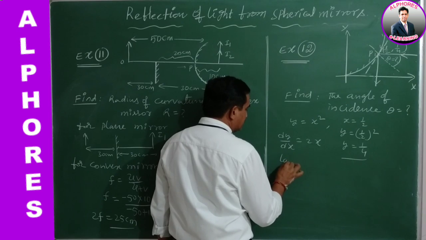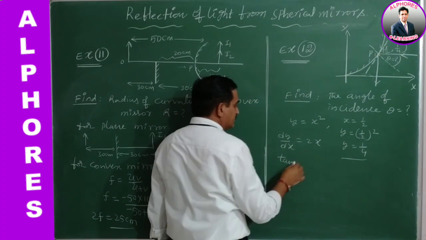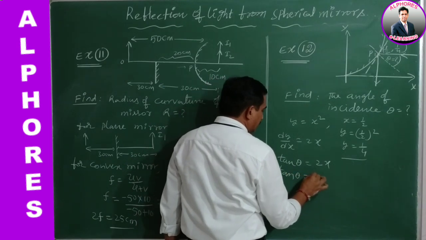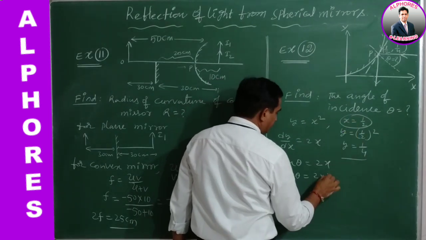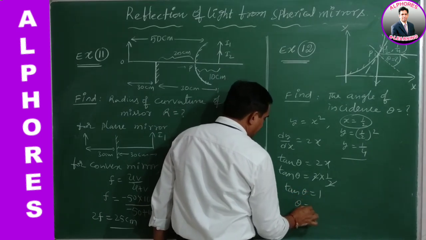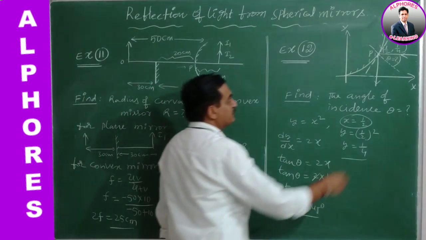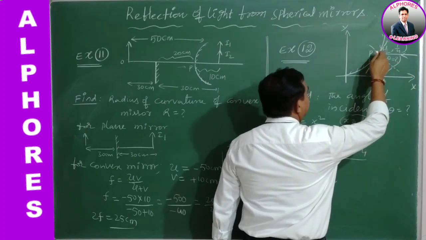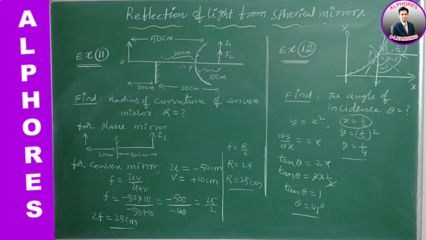dy by dx is the slope of the tangent drawn at the point where the light is incident. So tan theta is equal to 2x. The x coordinate is 1 by 2, so tan theta is equal to 1, and theta equals 45 degrees. This is the angle of incidence, 45 degrees. Its corresponding angle of reflection will also be 45 degrees. Therefore, after reflection, the ray will move downward vertically, parallel to the y-axis.